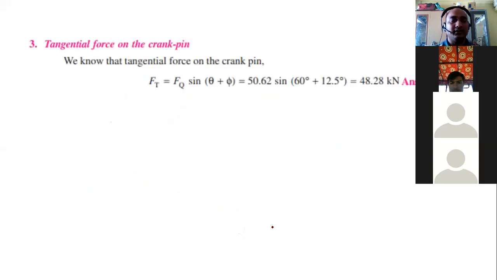So then what next? That is tangential force on crank pin, that is FT. See, tangential, when this word comes, tangential force, tangential means what? Tangent to what? Tangent to crank. So tangent to crank means, see, this is the crank and this is the tangential force, that is FT. Your crank is here, your FQ is here. Okay, so FQ, this FT.